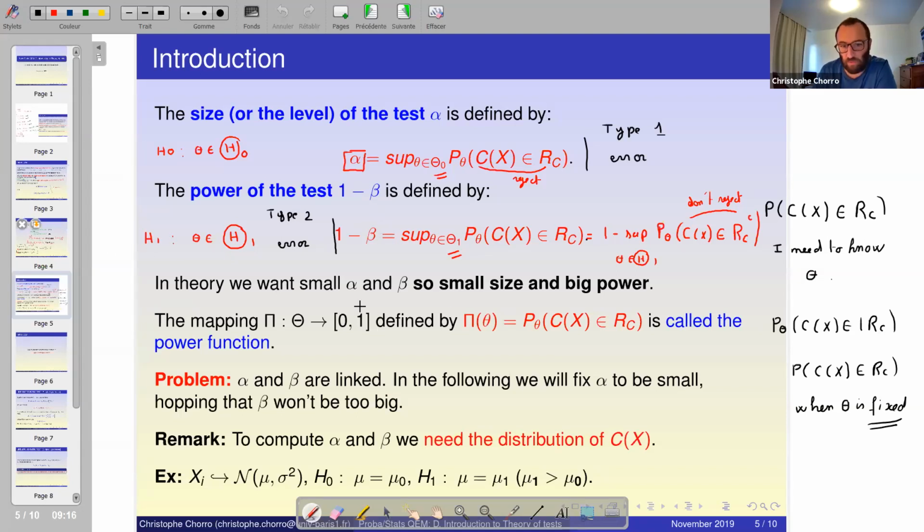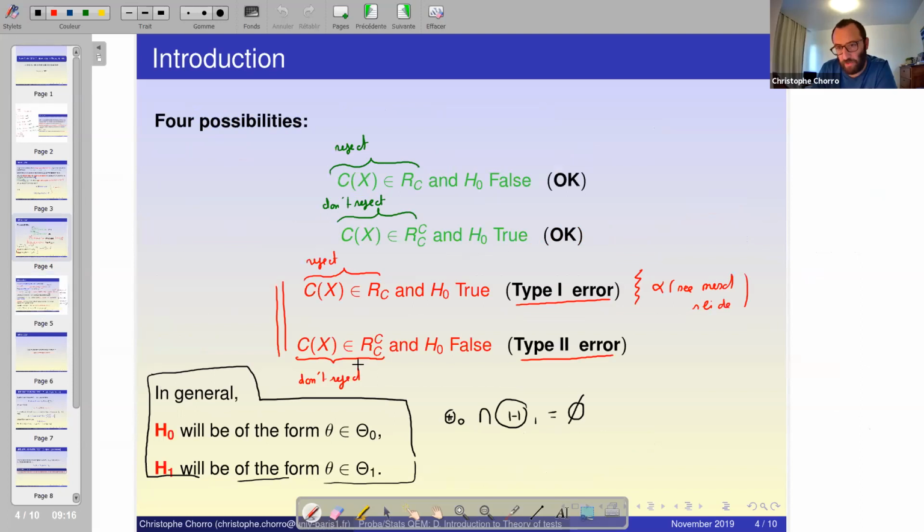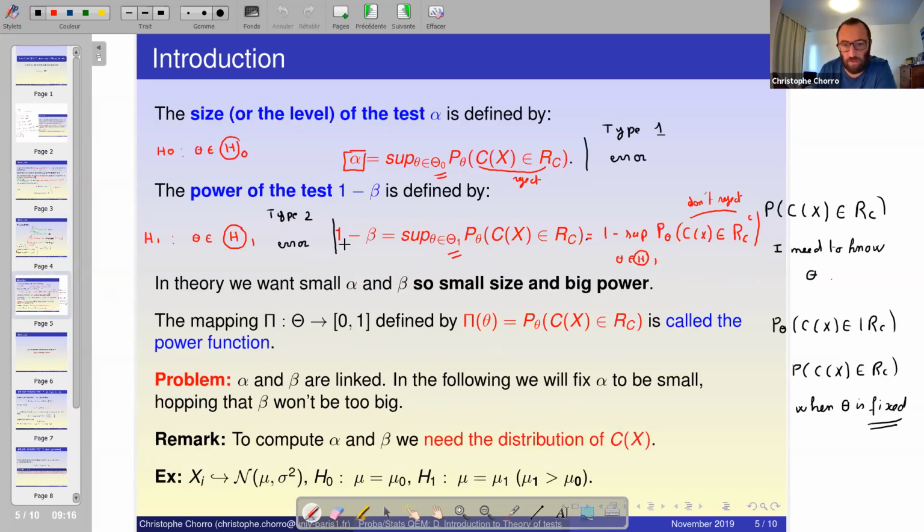In the second type of situation, I don't reject, and H0 is false, so it's a second problem. Here, the type 2 error is controlled by this quantity, where I consider the supremum of the probability to reject when I am in H1, that I can write as 1 minus the supremum of the probability that I don't reject when I am in theta 1. That is, I don't reject knowing that H0 is false, because theta belongs to the alternative set of hypotheses.